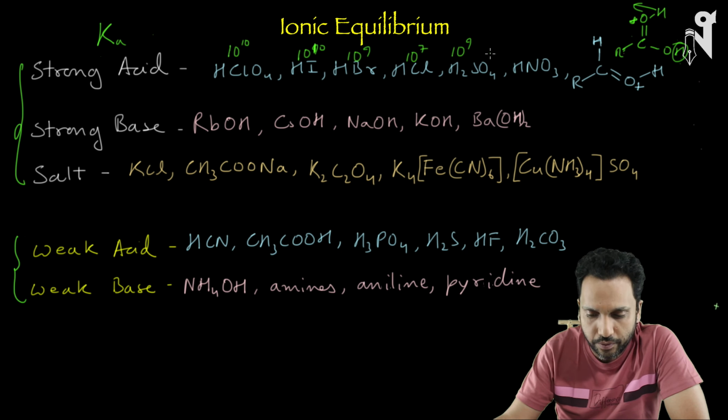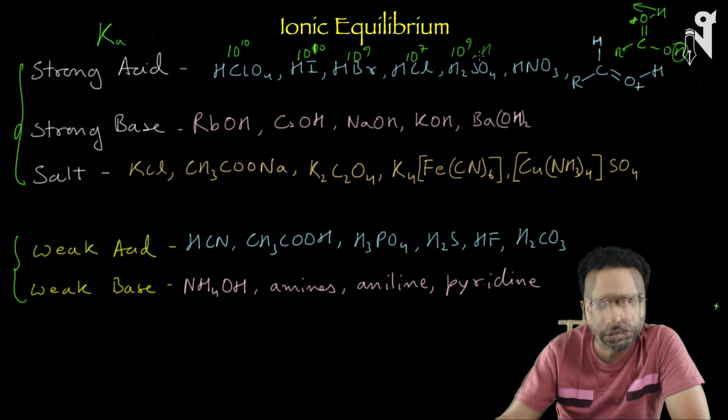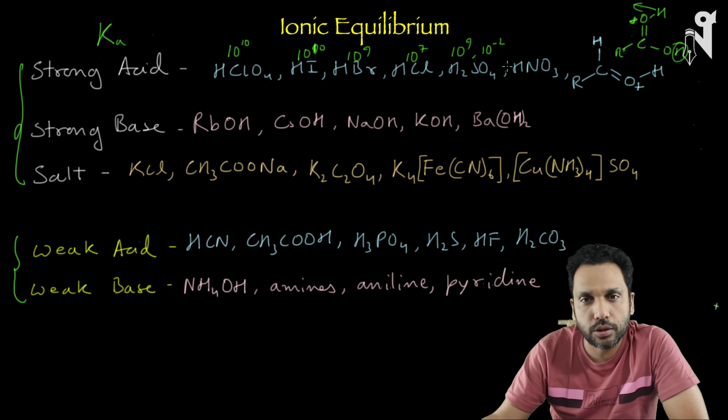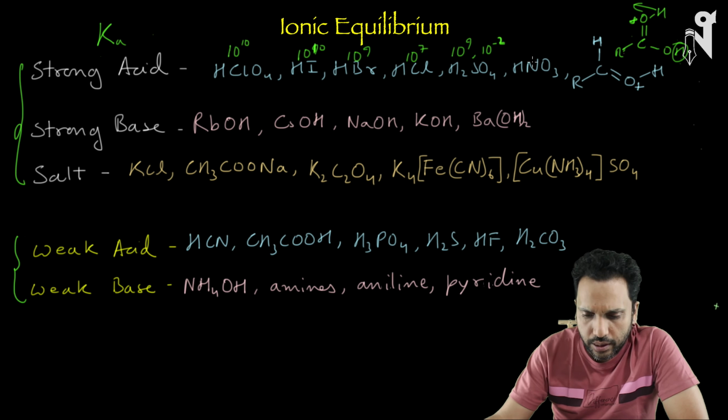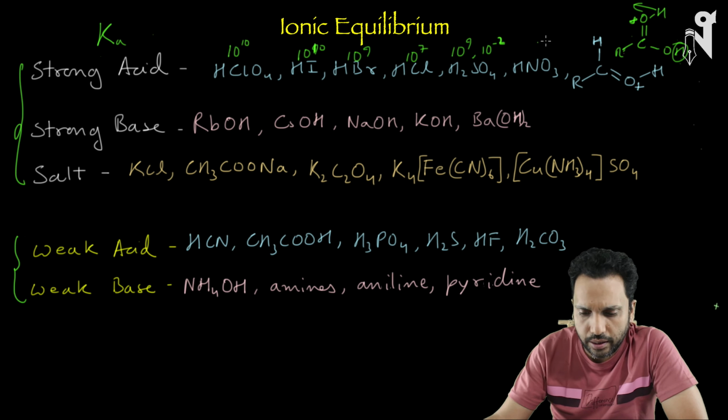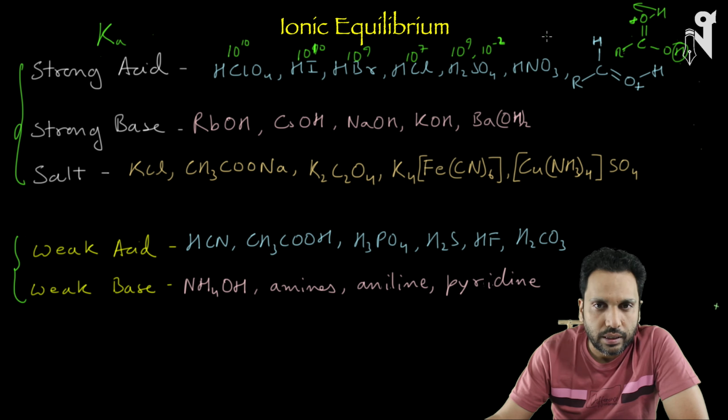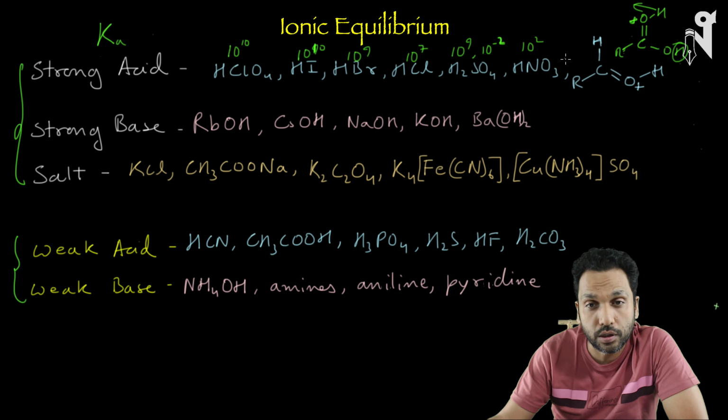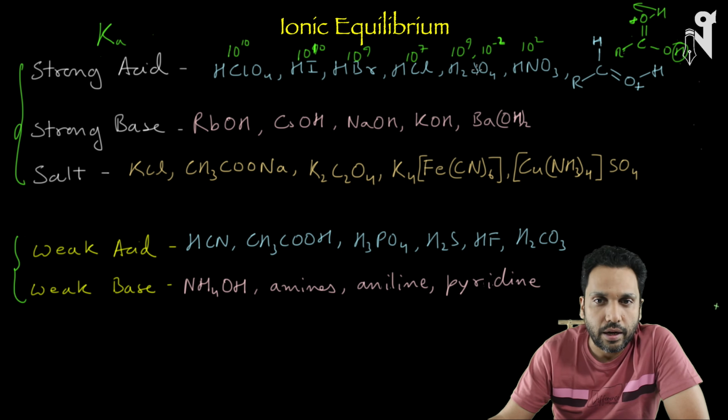It is quite difficult to release the other one, so when the second H is getting released, the K value corresponds to 10 power minus 2. So that is in the weak range. Your HNO3 is highly corrosive, and again it is a 10 power 2 kind of K value. It is not as strong as these with respect to releasing hydrogen, but it is obviously highly oxidizing.